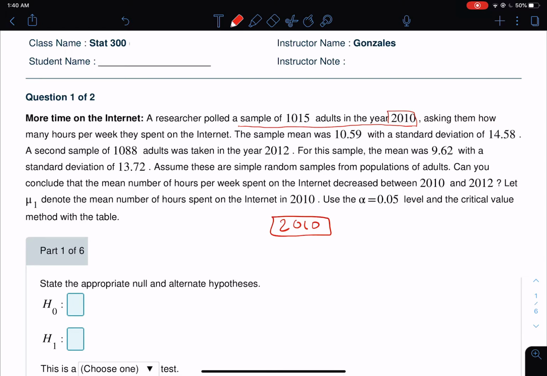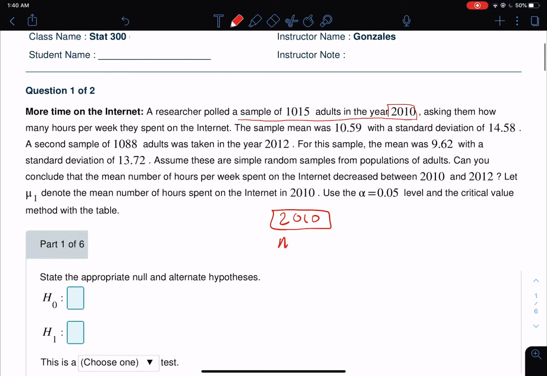So it says a sample of 1,015, so n equals 1,015 adults in the year 2010, asking them how many hours a week they spent on the internet. Now it says the sample mean. Now we know sample mean is x bar. The sample mean is 10.59 with a standard deviation. Now remember, this is a sample, so sample standard deviation, so it's little s, equals 14.58.